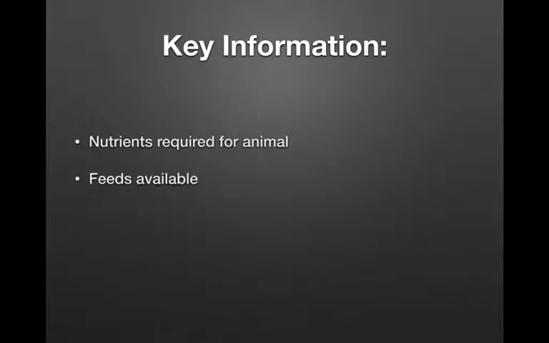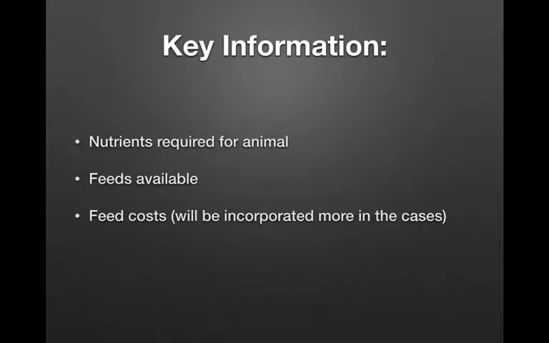We need to know what feeds we have available. Most of the time this is going to be given to you in the problems. It's going to be based upon the scenario and what regional area. Sometimes I have you guys do problems for other states just to get a feel for what feeds are available in Oklahoma, Iowa, Florida, some different places to kind of just broaden your horizons a little bit about feed availability. We'll also need to know feed costs and some things like that.